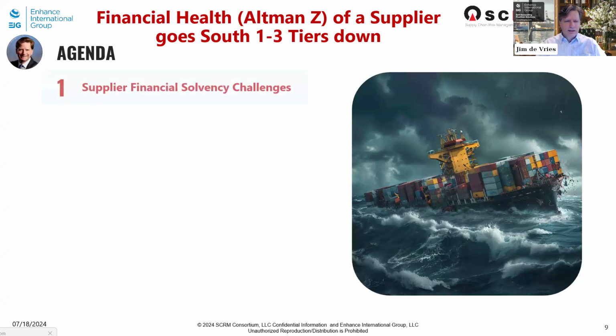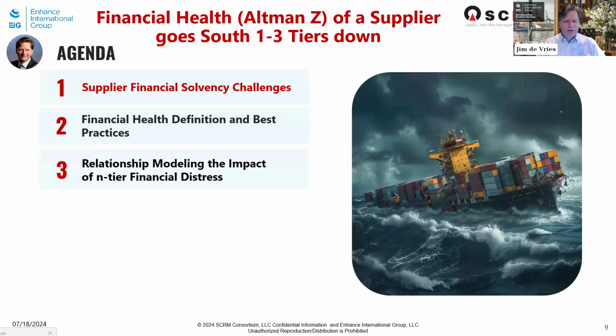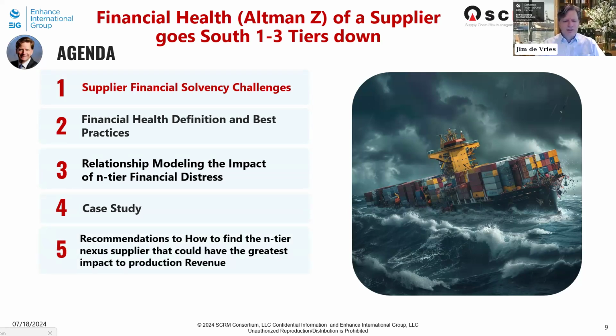The agenda today, again, is to focus on supplier financial solvency challenges. And then we'll get into the definitions. Greg will bring us through that. And then Chris will bring us through the modeling through end-year financial distress scenarios. Greg will show us a case study of a company that did go through distress and what it could look like if you were tracking it. Then we'll get into the recommendations on how to find that end-tier nexus supplier that could have the greatest impact to your production revenue. And then how do you get started? Where do you go from here?